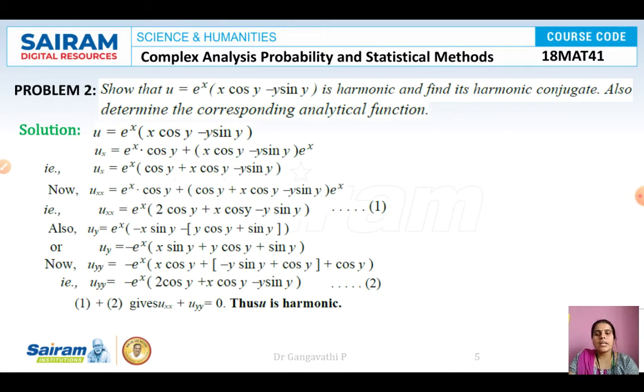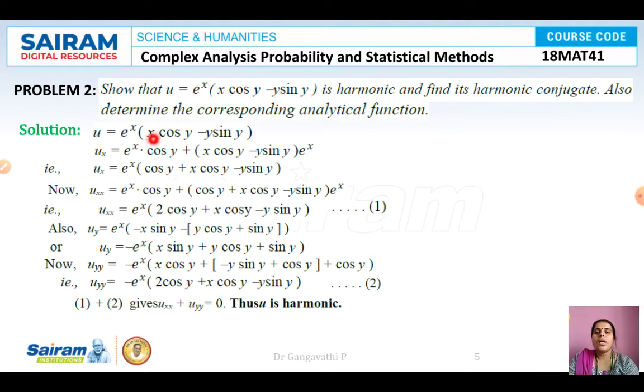So let us see a second example. Show that u is equal to e power x, x cos y minus y sin y is harmonic, and find its harmonic conjugate. Also determine the corresponding analytic function. So here again the problem is having three parts. One is show the function is harmonic, and harmonic conjugate need to be found, and corresponding analytic function. So exactly similar to your previous problem. In the same way you have to do it.